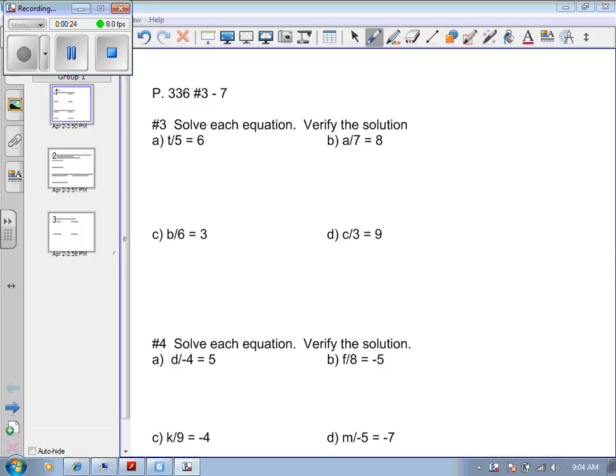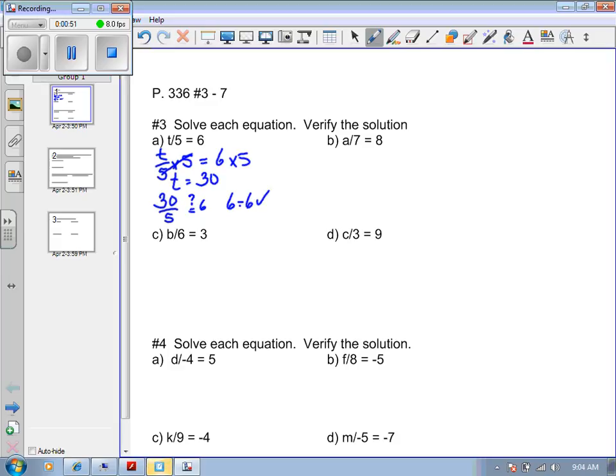The opposite of division would then be? Perfect. Whatever I do to one side, I must do to the other side. These cancel out, giving me t is equal to 6 times 5, which is 30. Then I need to verify by going back into the original equation. 30 divided by 5, is that equal to 6? 30 divided by 5 is equal to 6, 6 equals 6, so that is correct.